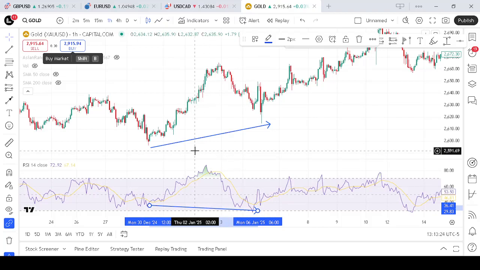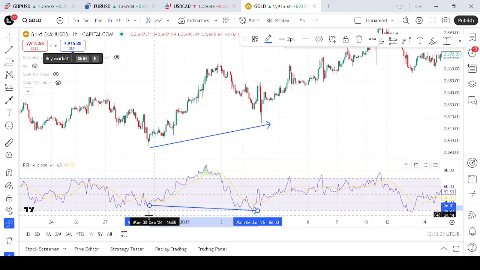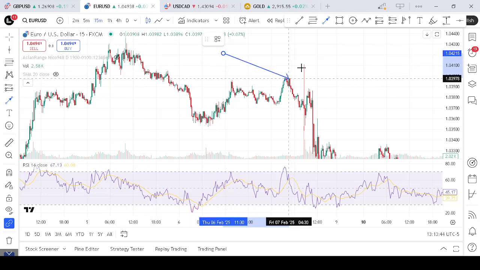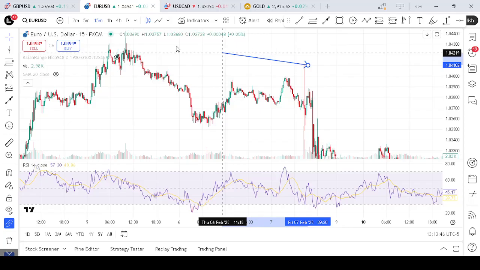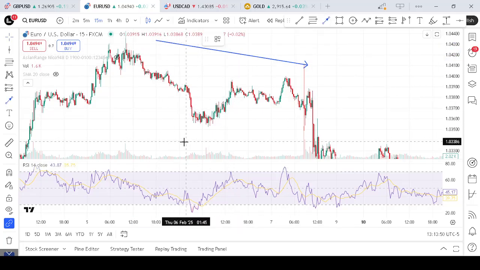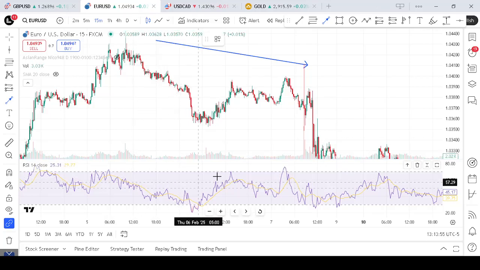Now for the bullish hidden divergence, we will look for a higher low when the oscillator shows a lower low, while in case of a bearish situation, we will look for a lower high while the oscillator makes a higher high.